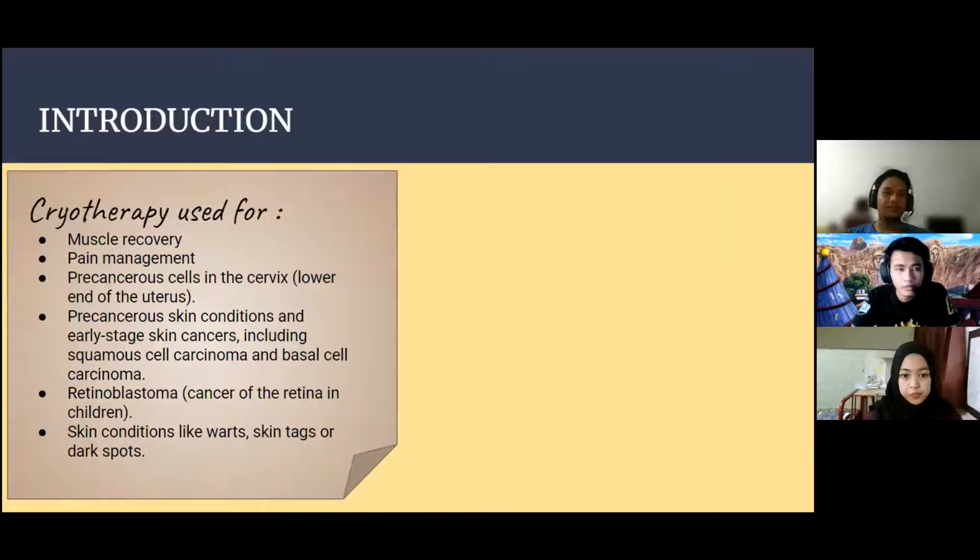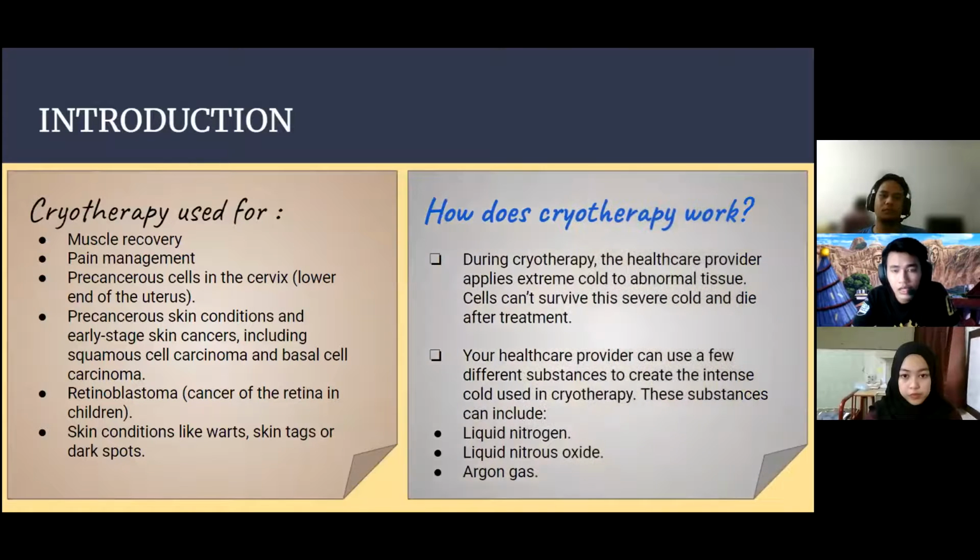So for the introduction, cryotherapy is used for muscle recovery, pain management, precancerous cells, retinoblastoma, and skin conditions. Next. How does cryotherapy work? During cryotherapy, the healthcare provider applies a stream of cold to abnormal tissues. As we all know, cells cannot survive this, and it makes the cells die after the treatment. The substances used to create the intense cold are liquid nitrogen, liquid nitrous oxide, and argon gas. Next.